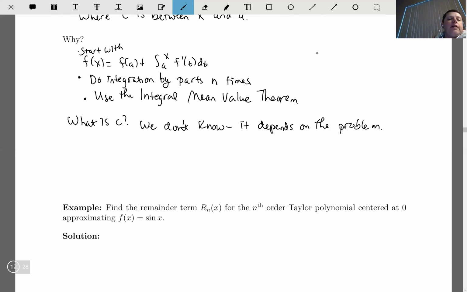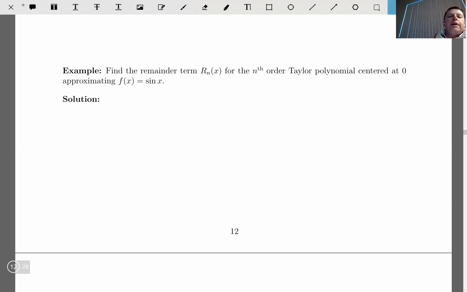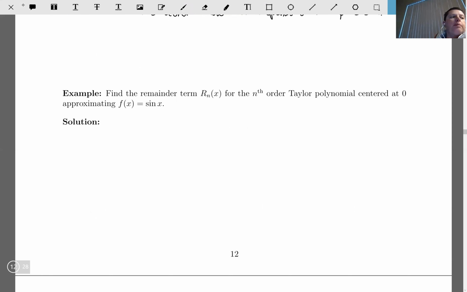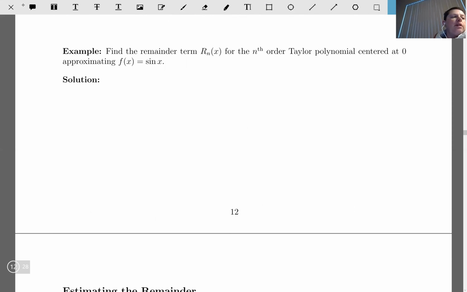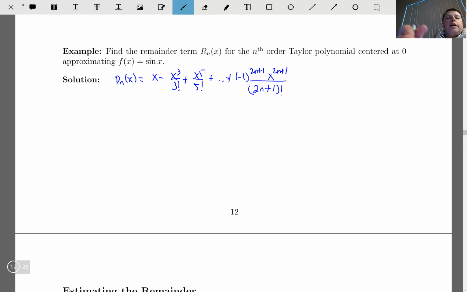So let's do a quick example of finding the remainder term for the nth order Taylor polynomial centered at 0, approximating f of x equals sine of x. The Taylor polynomial for sine of x is going to be x minus x cubed over 3 factorial plus x to the 5th over 5 factorial plus, and so on, up to -1 to the 2n plus 1 times x to the 2n plus 1 over 2n plus 1 factorial. I don't know why I have that -1 to the n plus 1 or n minus 1, however you feel like doing it.